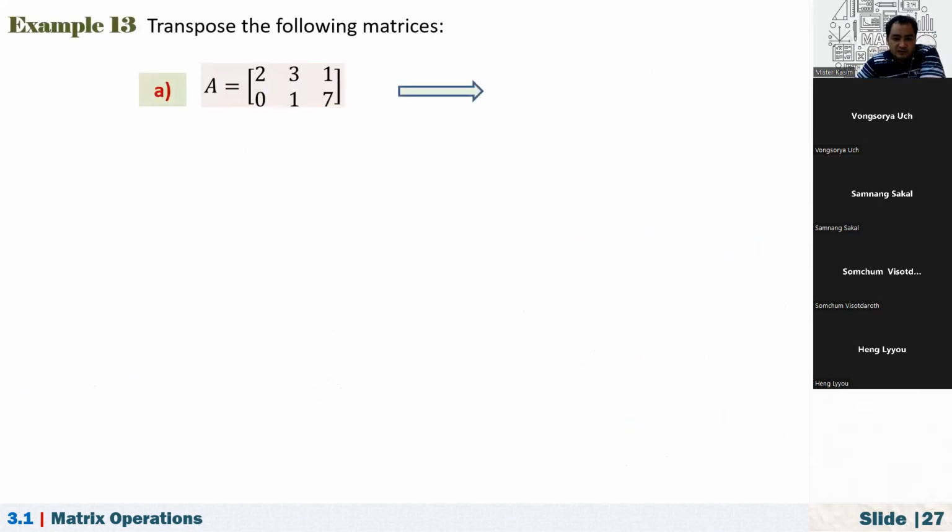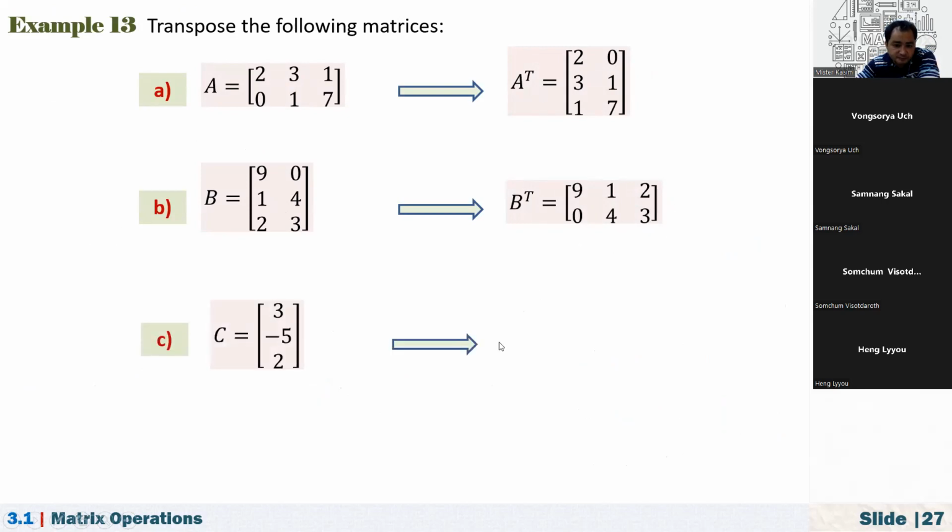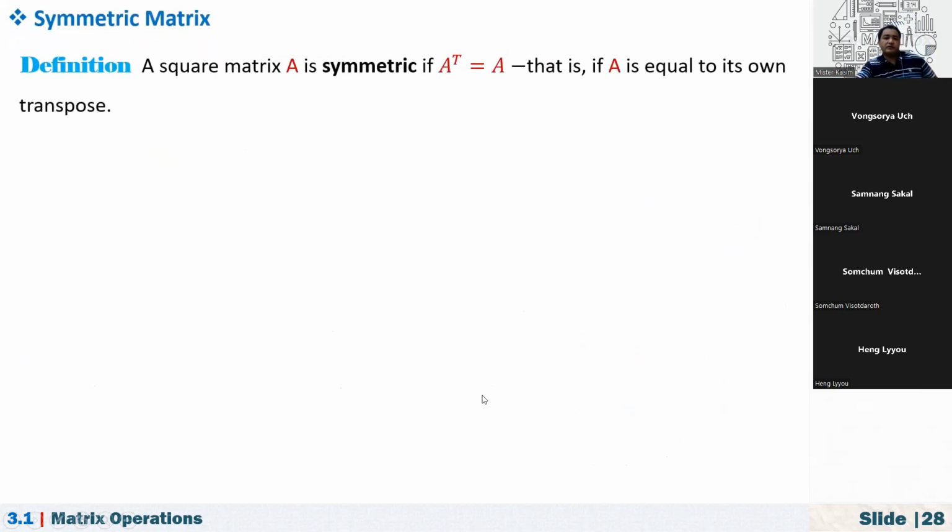Transpose the following matrices. A, for example, is 2, 3, 1 and 0, 1, 7. So this transpose is 2, 3, 1 becoming a column, and 0, 1, 7 becoming a column. B, for example, is 9, 1, 2 and 0, 4, 3, these are the columns. If you transpose them, the columns become rows. So 9, 1, 2, 0, 4, 3. And also C, 3, -5, 2, since it's a column matrix, it becomes a row matrix: 3, -5, and 2.